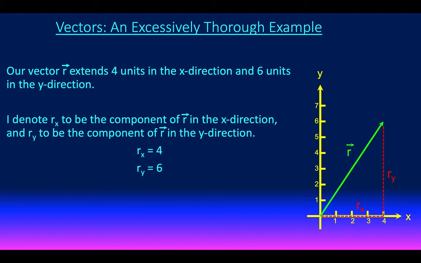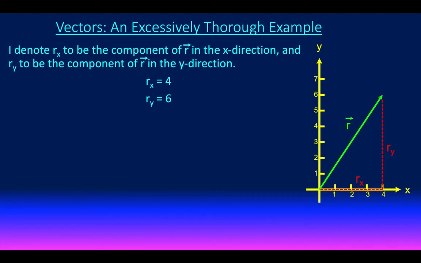Now looking at this picture, you could just as equivalently say you're going to walk 6 units in the positive y direction and then walk 4 units in the positive x direction. That would also be just as good. So we denote Rx as 4, Ry as 6 in this picture.